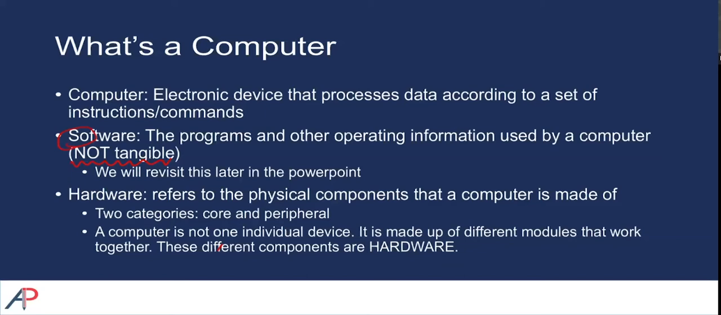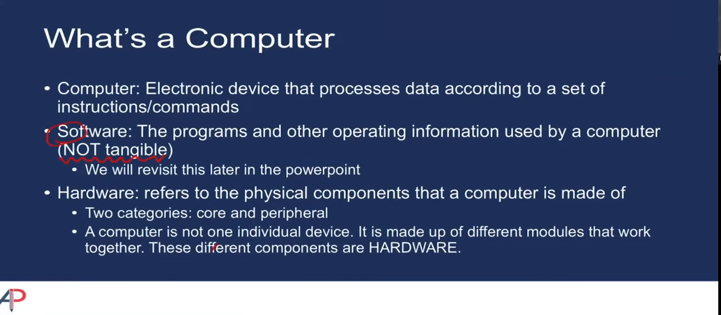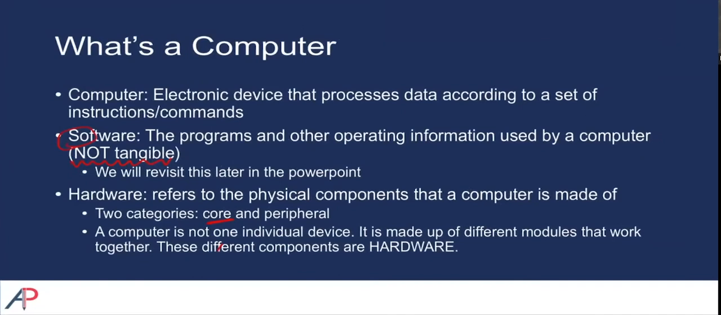Hardware refers to the physical components that a computer is made of. So the things that are physically in your computer, that would be hardware. So these are tangible as opposed to software. There's two categories of hardware, core and peripheral. Core is what we're going to be talking about in the next part of our PowerPoint. Core is literally physically in your computer, whereas peripheral is not, it's connected to your computer, but it's not necessarily part of your computer. For example, a printer would be considered peripheral hardware. It's not physically part of your computer, but is hardware that your computer can utilize.